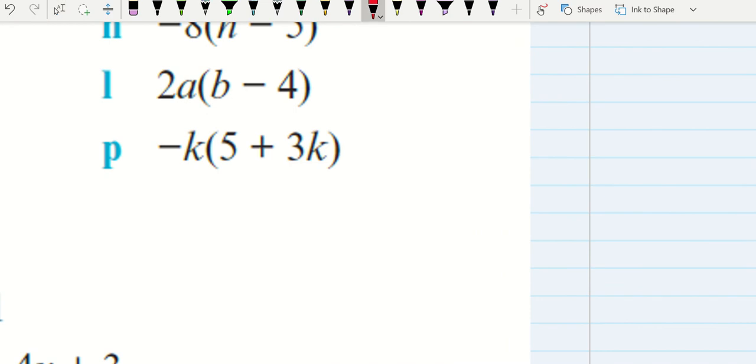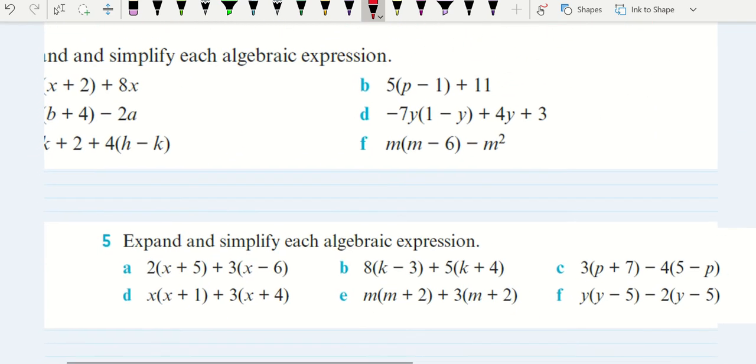And let's have a look at here. We've got negative k multiplied by 5. So that's negative 5k. Then we've got a plus negative k times 3k. So do the coefficient, then negative k. I have to put a negative in there first as well. Okay, I'll just do it this way. So I've got a positive and a negative now. So positive and negative equals a negative. And then we've got a 3k, and a k times k is a k squared.